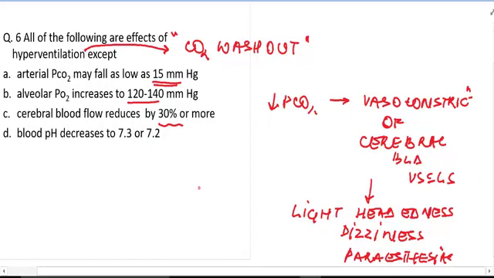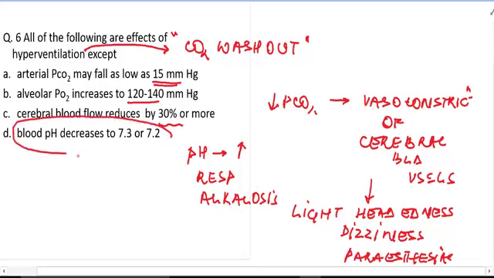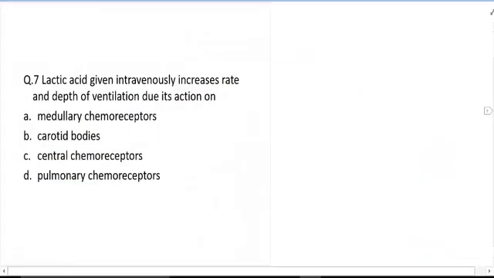But what will happen to the pH of the blood? The pH of the blood will increase. It produces a respiratory alkalosis. So acidosis is not a possibility. Let's look at the next question.